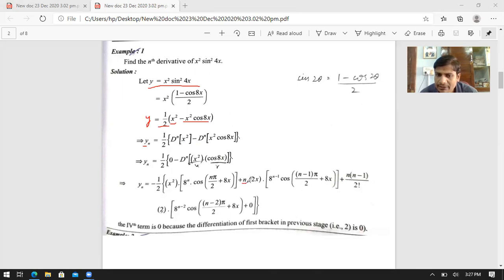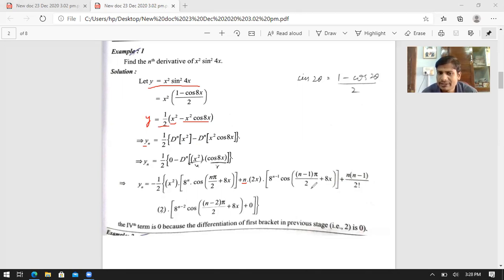Okay, this is the n into. Next one, x square differentiation is 2x, then into the next second function, that is cos, the previous term a to the power of n minus 1 into cos of (n minus 1) pi by 2, means replacing n by n minus 1. That is the next step.